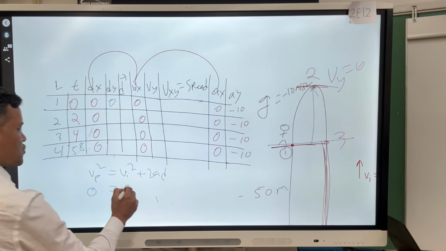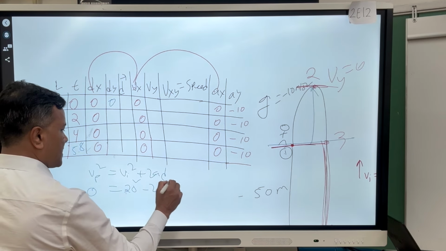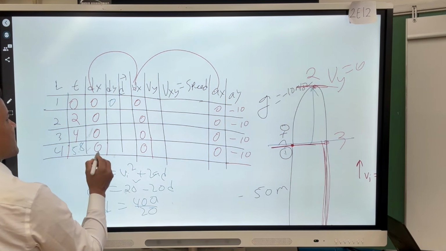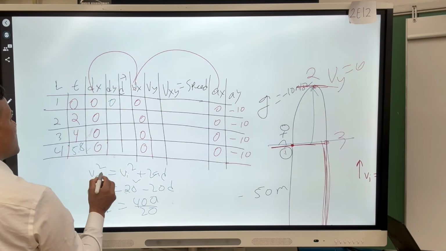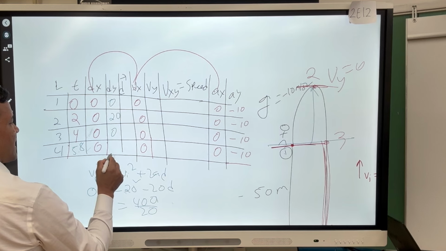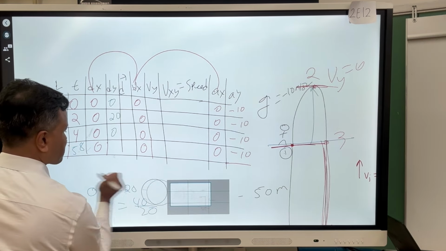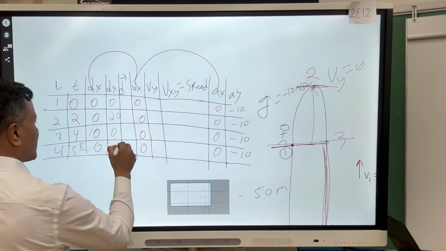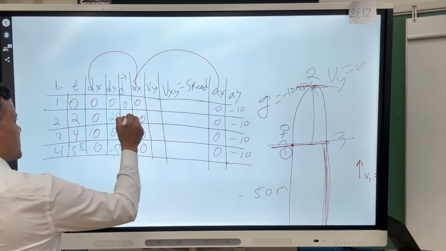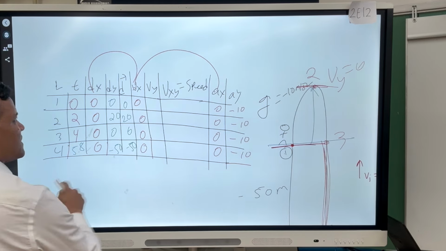Okay, vi is 20, squared, minus 20d. So d is equal to 400 divided by 20, which is 20. So dy is 20 at location 2. So dy is 0 over here and also negative 50 over here. Okay, now let's find the displacement. This is 0, this is 20, this is 0, this is negative 50.